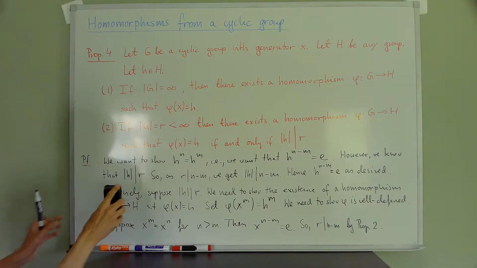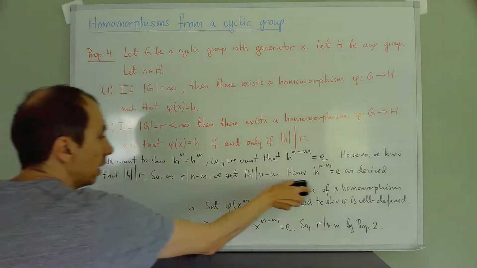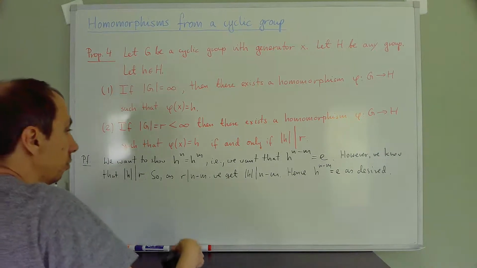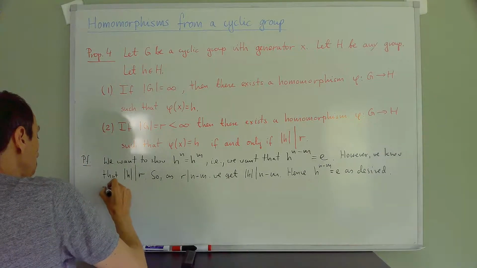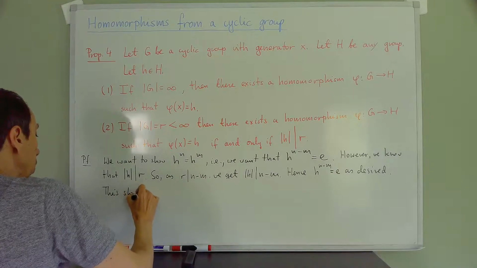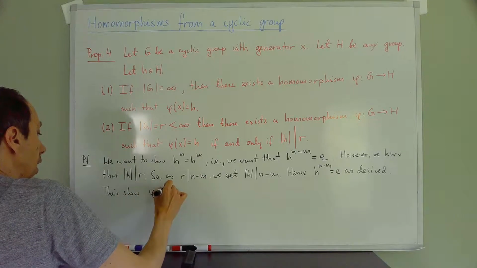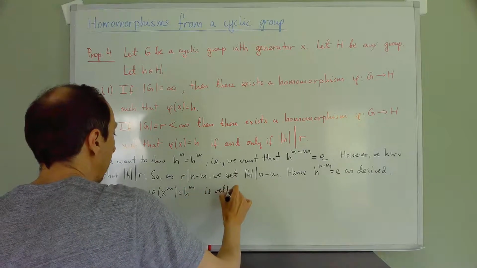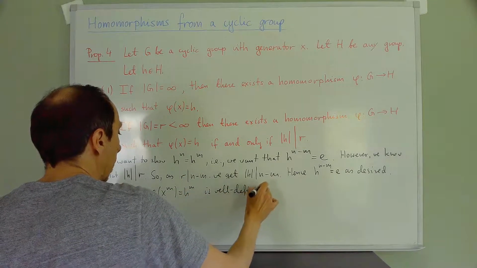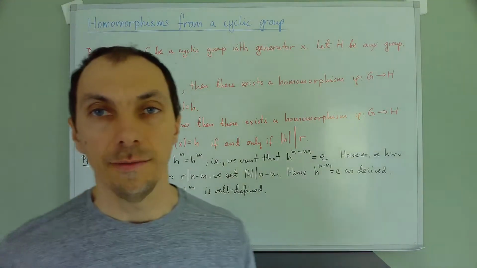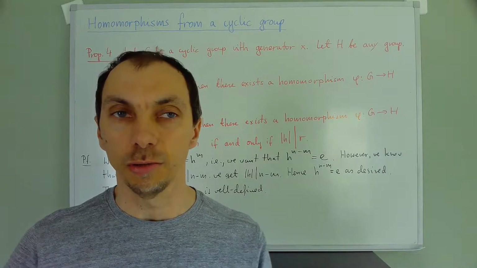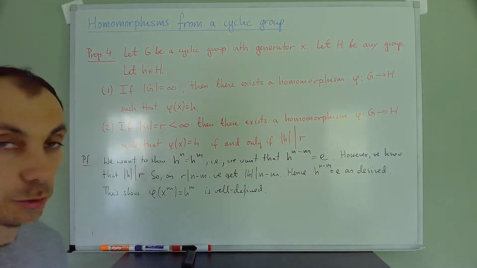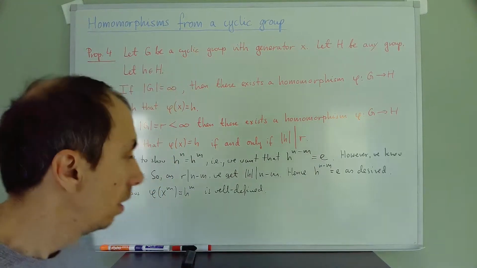All this work was just to show that the map defined as phi of x to the m being equal to h to the m is well defined. Okay, so I have a well-defined map. What else do I need to show? I need to show that it takes x to h and that it's a homomorphism. But both of these properties are proved as before.